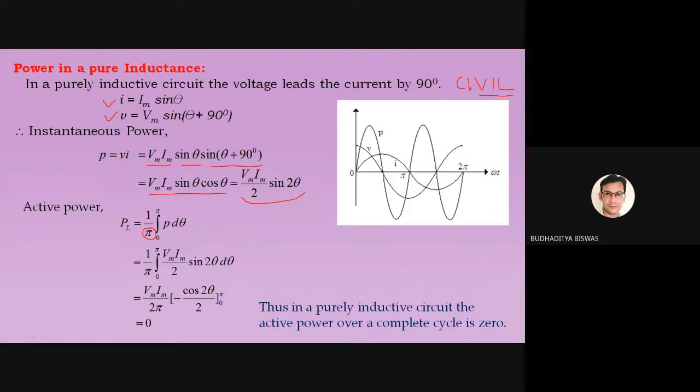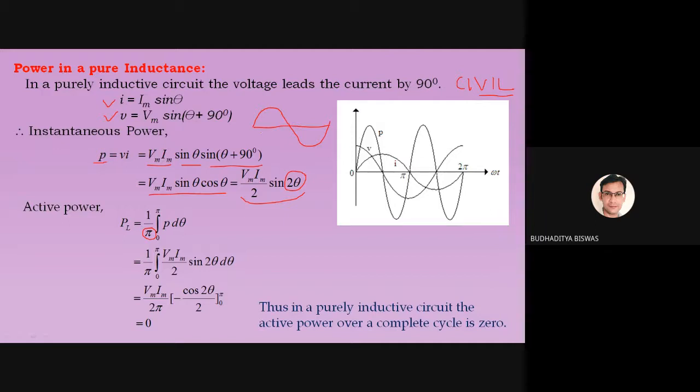Because you see, this one, what is the phase here? Is it equal to theta or 2 theta? So it's 2 theta. That means this power is actually oscillating with double the frequency. If the voltage and current oscillate like this, then the power is actually oscillating at double the frequency.